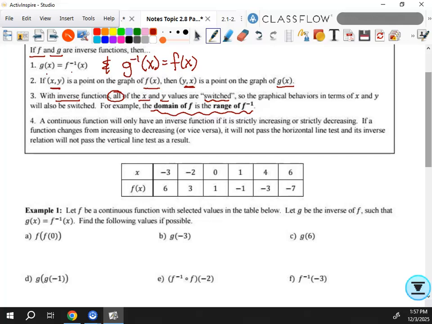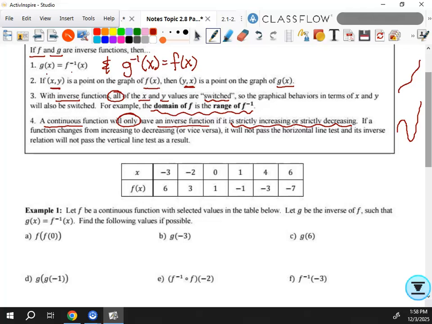All right. And then this says a continuous function. Continuous means that I don't have any holes, any vertical asymptotes, or any jumps in there. I can just put my pencil down and draw the whole thing. It will only have an inverse function if it is strictly increasing or strictly decreasing. So if I have a function that just increases the whole time, then without me having to do anything else, I know that the inverse of it is a function. If I increase and then decrease and increase again, then this might be a function, but the inverse will not be.